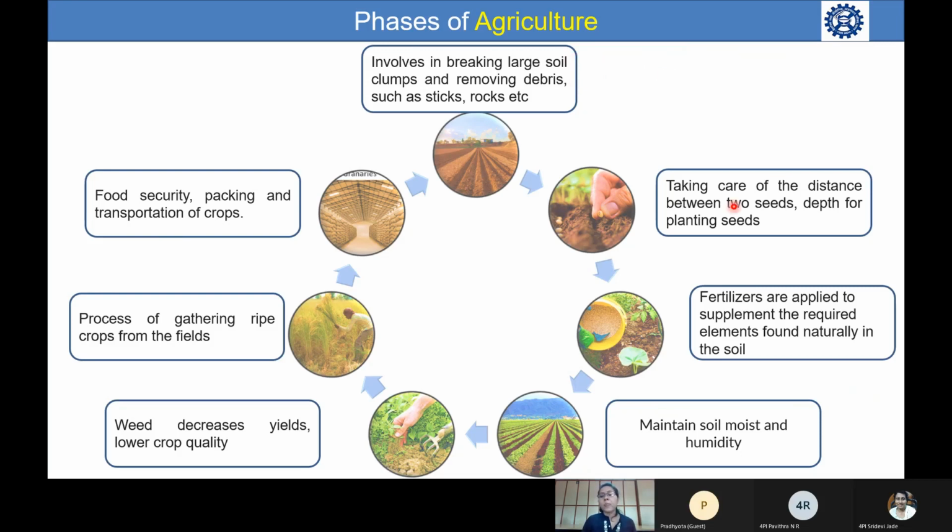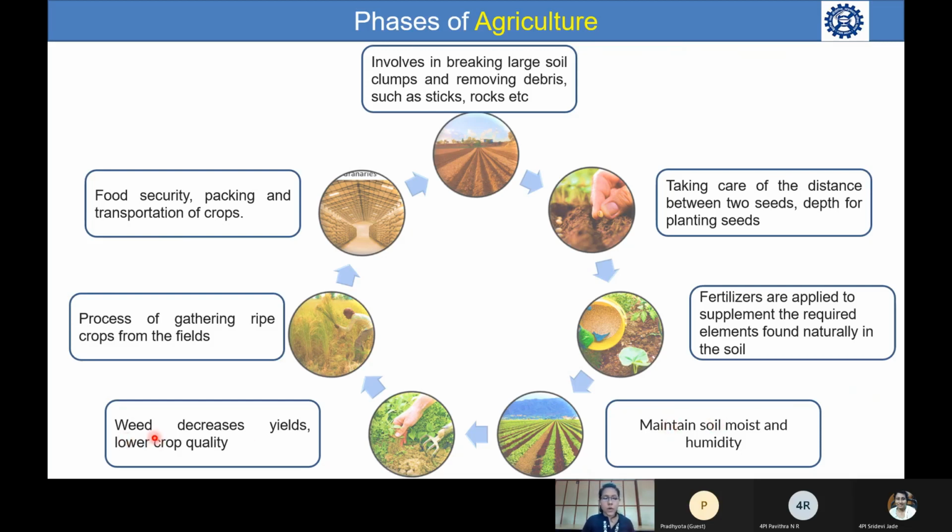The next phase is the sowing of seed. Here, the important thing is that the distance between two seeds and the depth for planting the seed should be maintained. The next phase is applying fertilizer. If the soil doesn't have enough nutrients, you need to apply fertilizer, because fertilizer is required for the growth of the crop. The next phase is maintaining soil moisture or humidity. And the next phase is the control of weed.